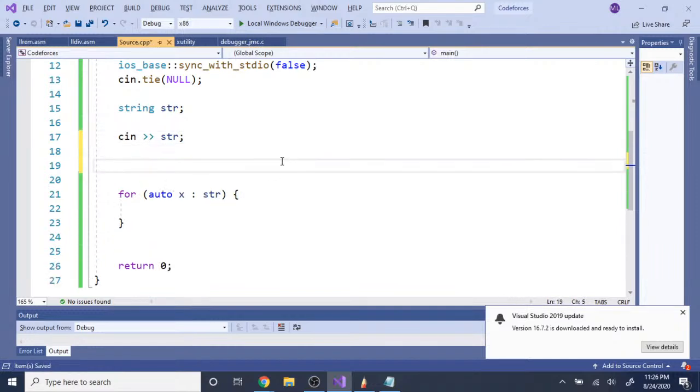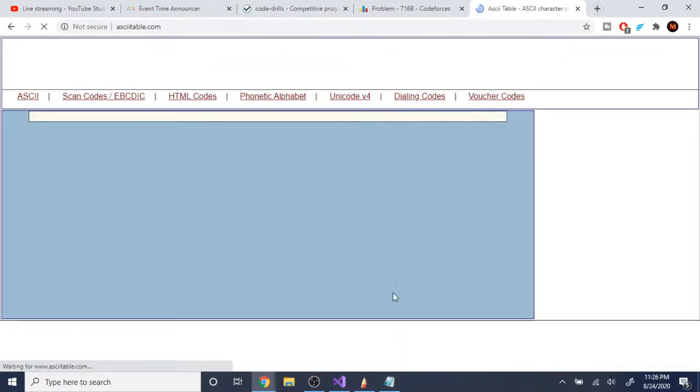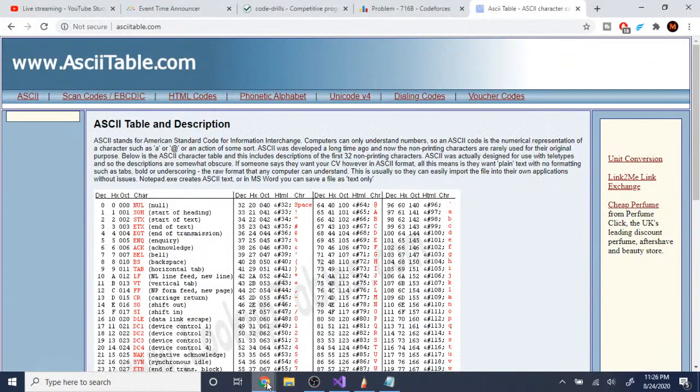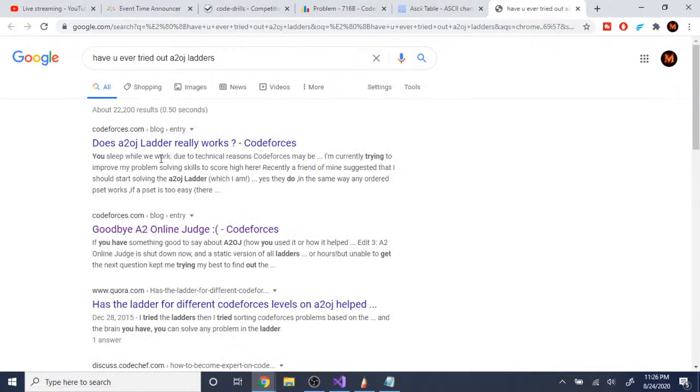So I need to use an array of 26 letters. So I'll use like letters 26. Okay. Let's look at the ASCII table and see what we could find there. I have not tried A2 letters. Maybe I should. Let's look at A2 letters.